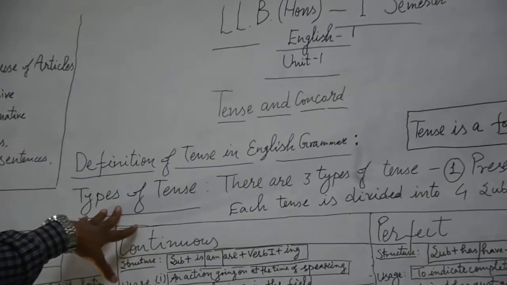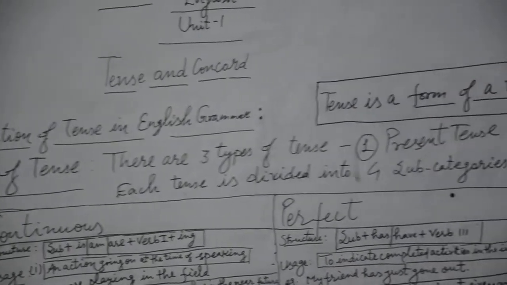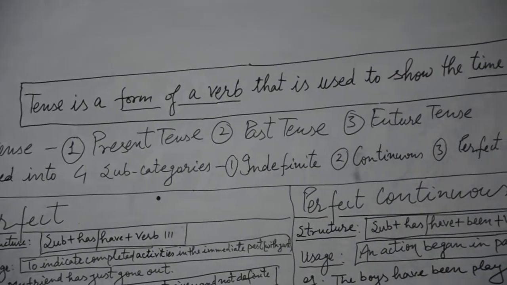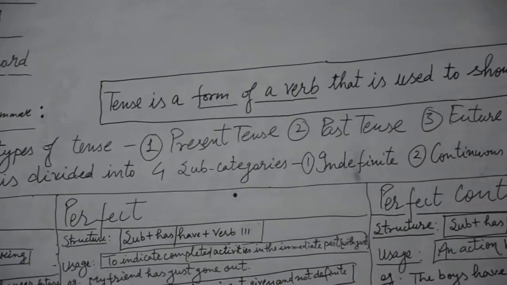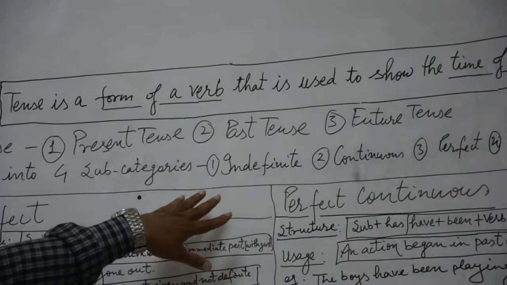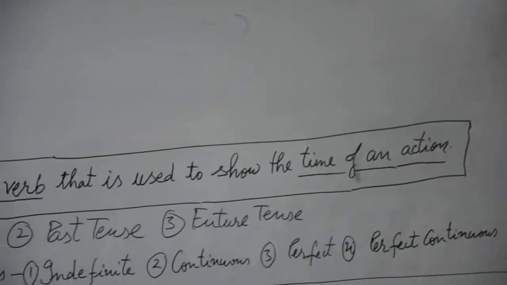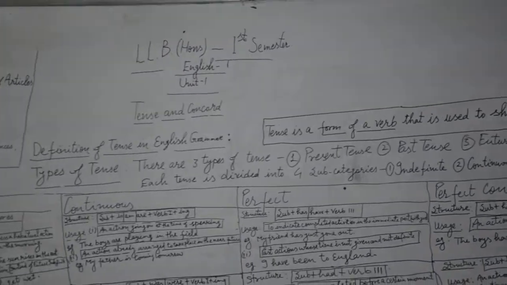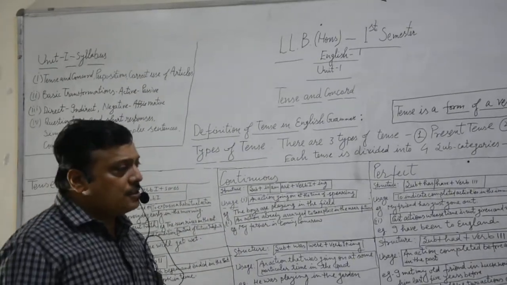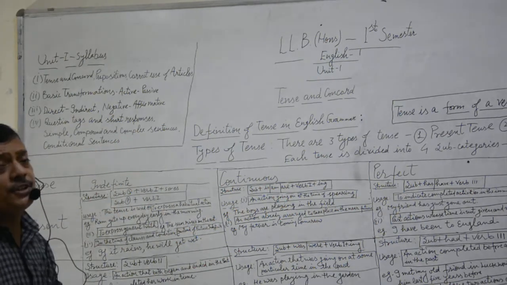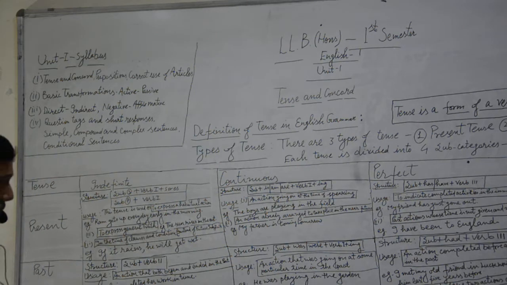Then, types of tense. There are three types of tense in English grammar: present tense, past tense, and future tense. Each tense is further divided into 4 subcategories: indefinite, continuous, perfect, and perfect continuous. That means present indefinite, present continuous, present perfect, and present perfect continuous. In the same way, past indefinite, past continuous, past perfect, and past perfect continuous. Future indefinite, future continuous, future perfect, and future perfect continuous.